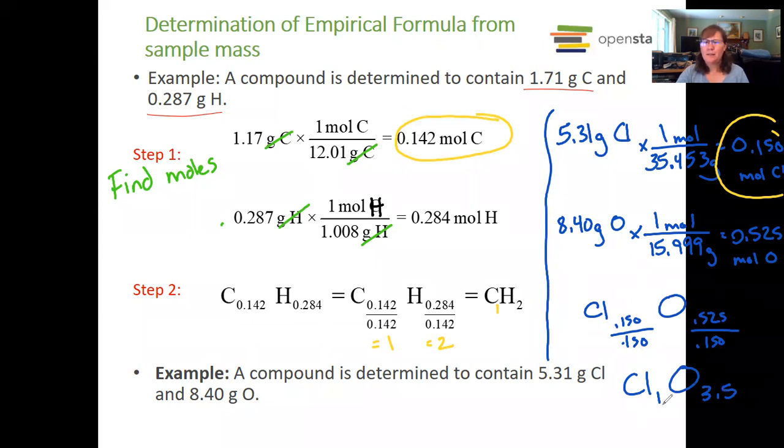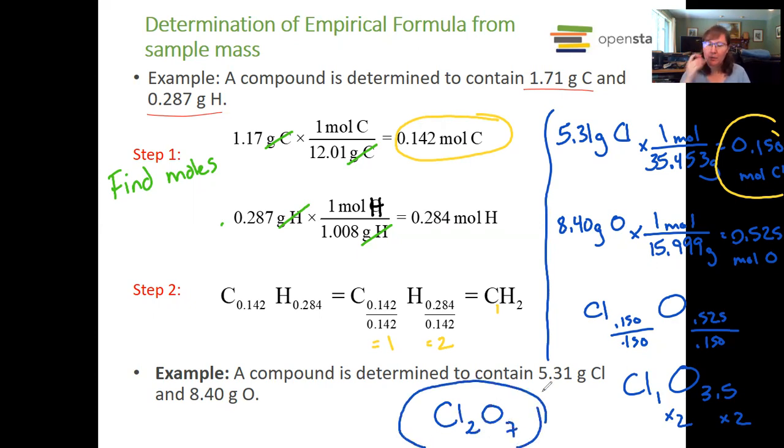Okay, well, that doesn't look like a chemical formula at all. So what I would do is I would say, well, 3.5 times 2 is 7. That's how you get a 0.5 to a whole number, is you multiply it by 2. So we're going to multiply each one of these by 2 so that they're whole numbers, and we get Cl2O7. And that would be our empirical formula for this compound.